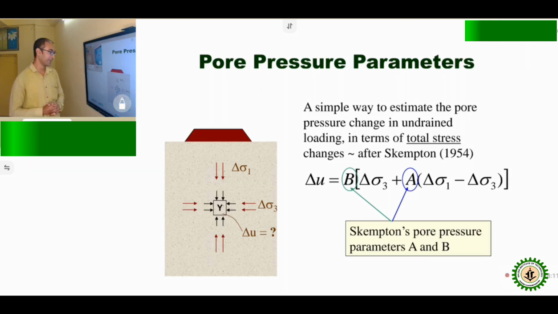Pore pressure parameter means a simple way to estimate the pore pressure changes under loading in terms of total stress changes. This was developed by Skempton, with parameters A and B. If we consider here, sigma 1 is vertical and sigma 3 is horizontal, and how much the pore pressure increases due to the loading. You can calculate it this way. Skempton developed this equation: del u equals B into [del sigma 3 plus A into (del sigma 1 minus del sigma 3)], where A and B are the Skempton pore pressure parameters.